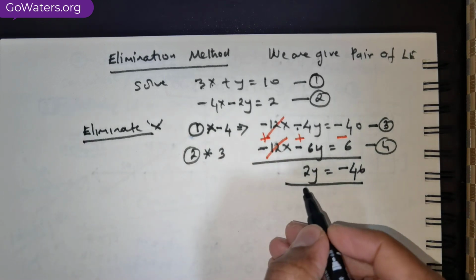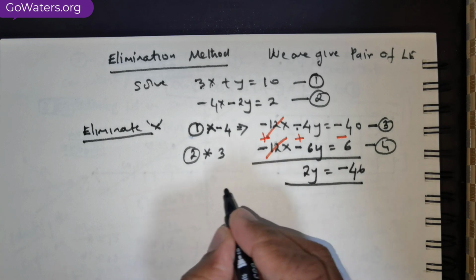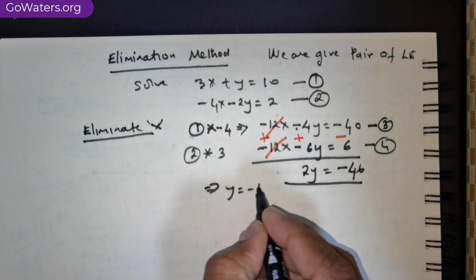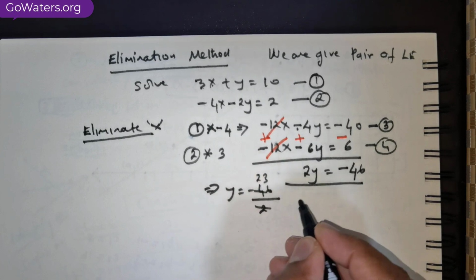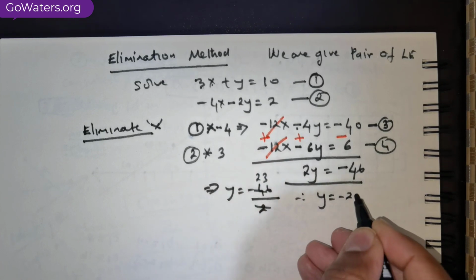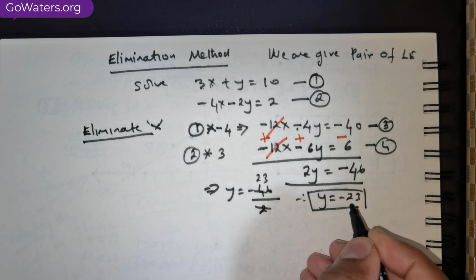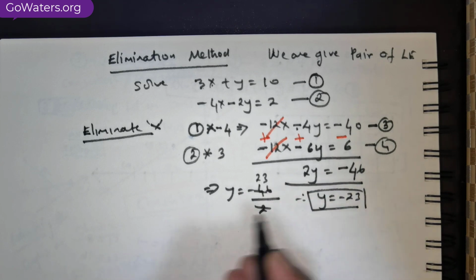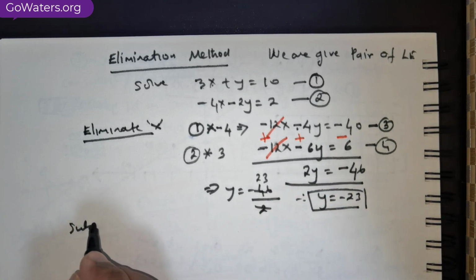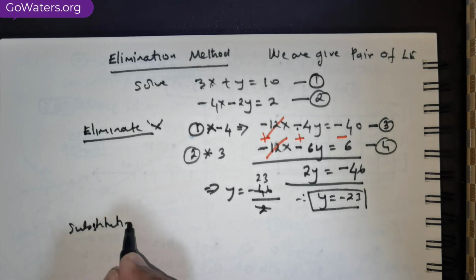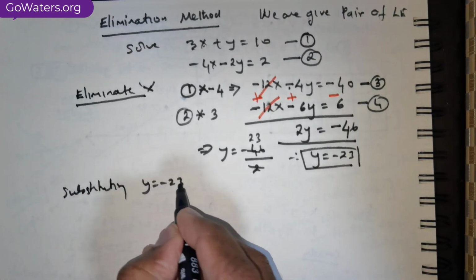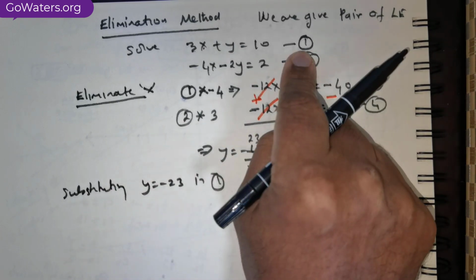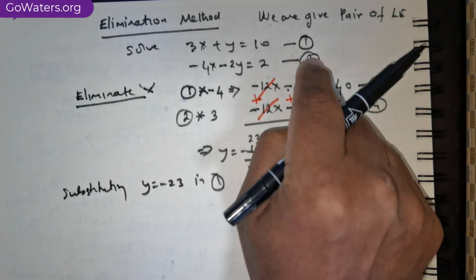Now clearly you can easily extract the value of y. So this would mean y is equal to negative 46 divided by 2. 2 divides here 23 times. So therefore the value of y is negative 23. Make sure to have the sign. Now what I will do is I will substitute y is equal to negative 23 in 1. You can either substitute it in 1 or in 2.